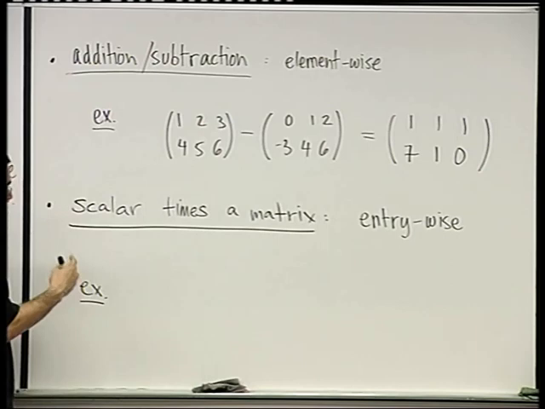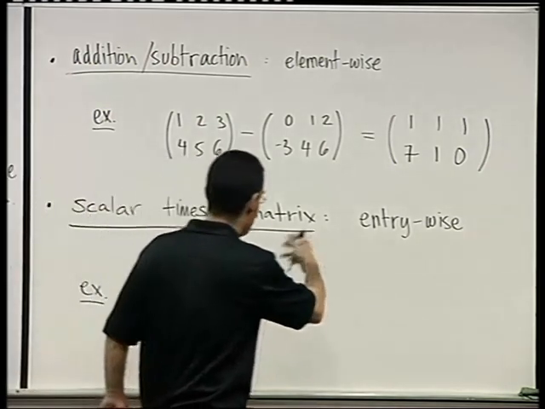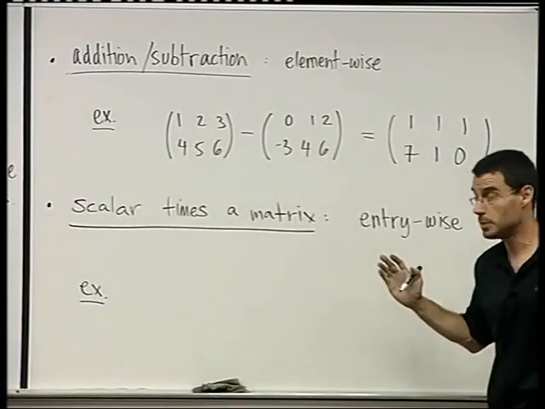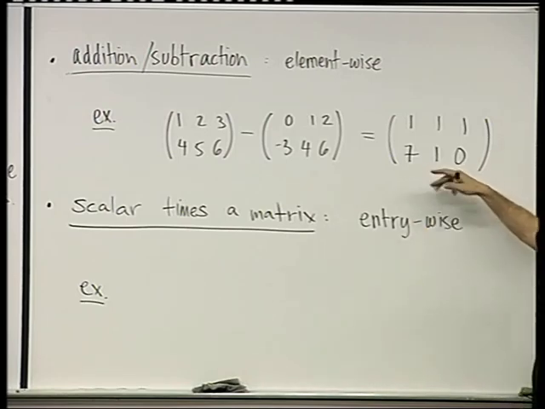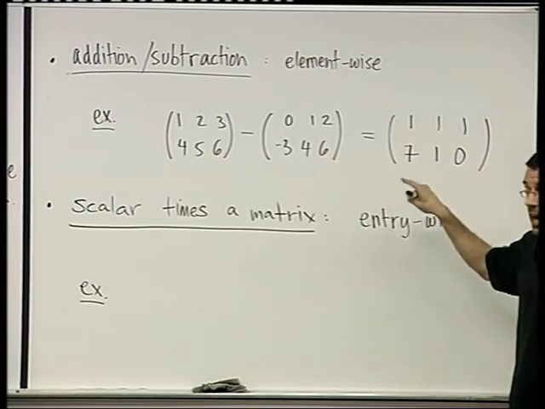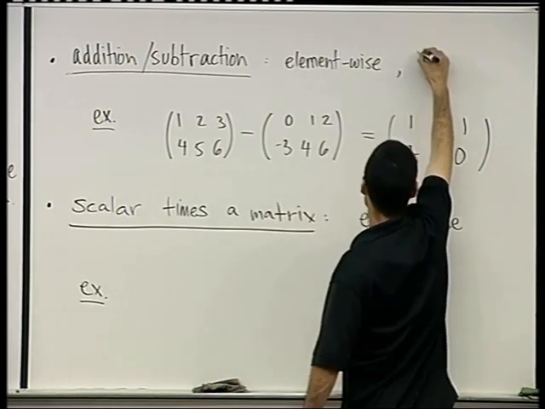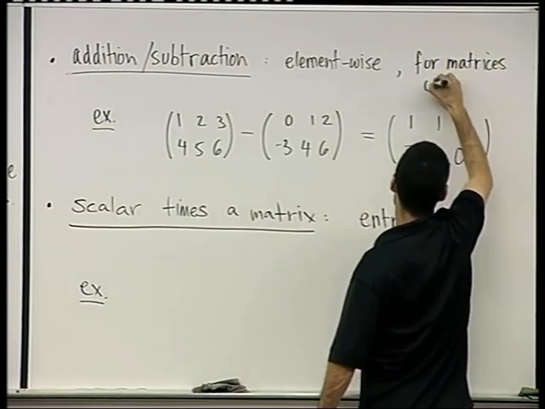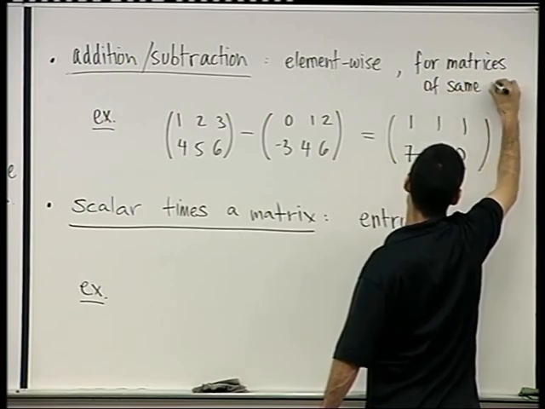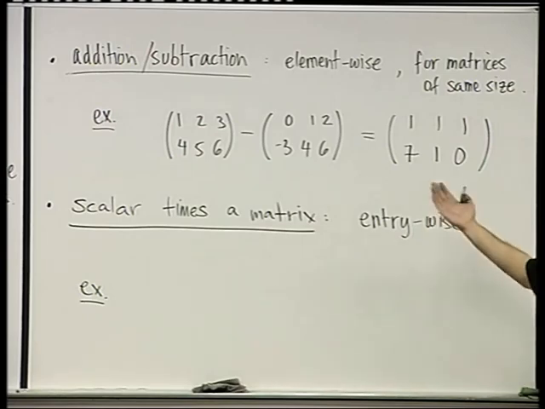And when the example is completely obvious and I see that you understand, I'm not going to try to say it in a million words. It would just get confusing. Does everybody understand how to add and subtract matrices? By the way, this can only be done element-wise for matrices of the same size. You can't add or subtract matrices of different sizes because it's not going to work element-wise. You wouldn't know what to do.